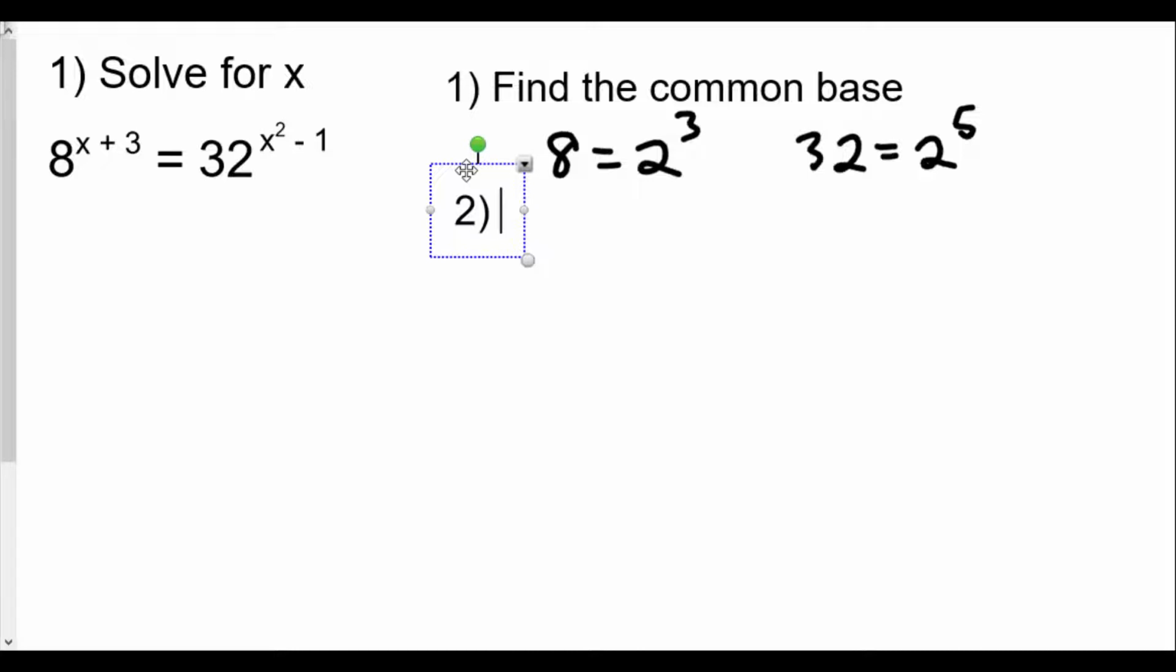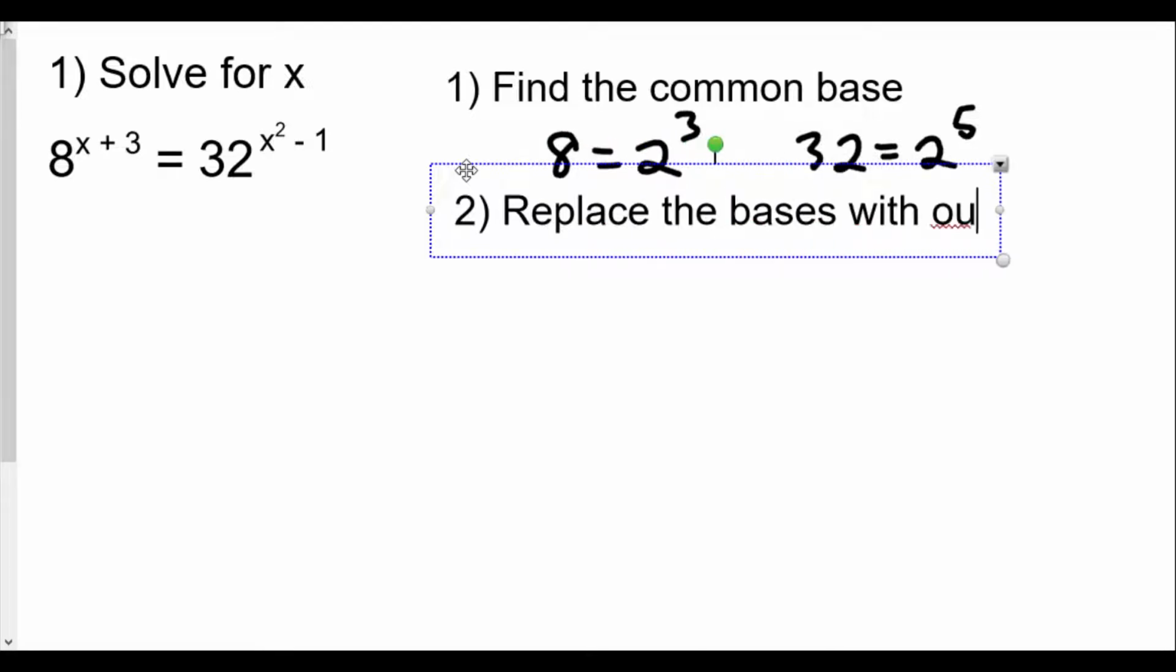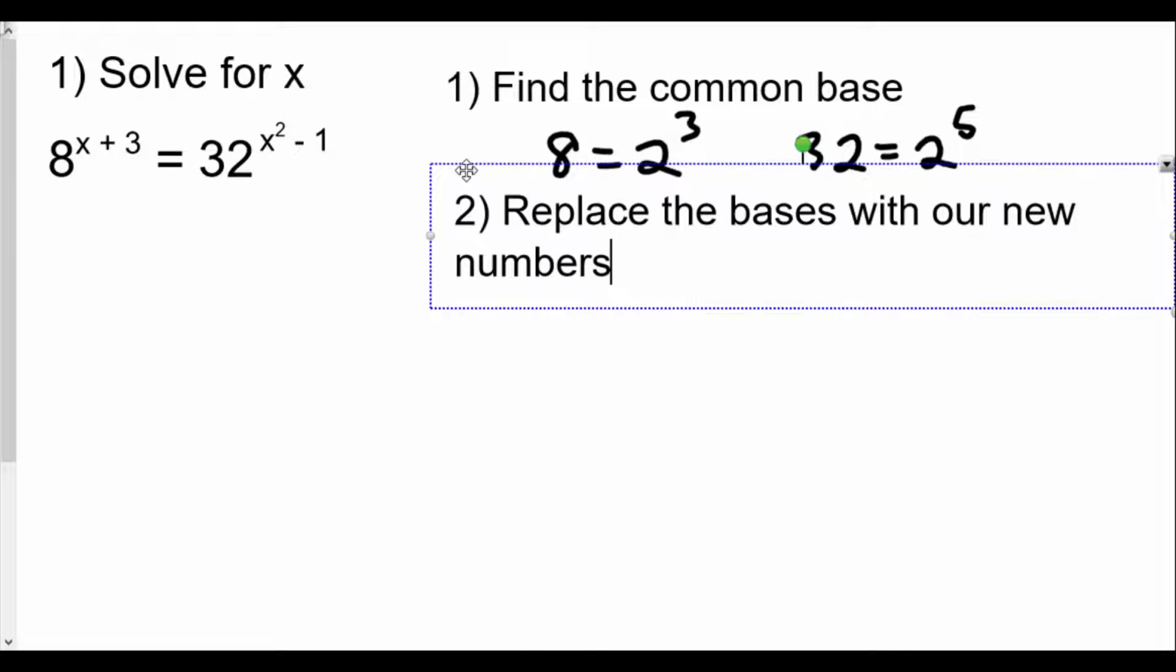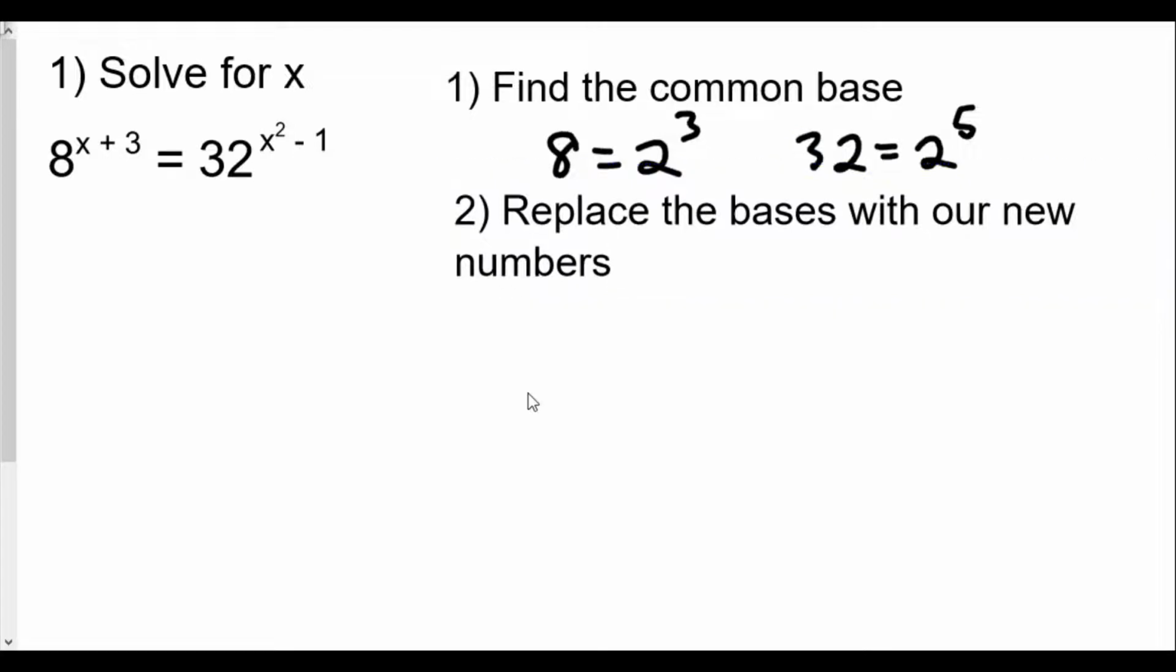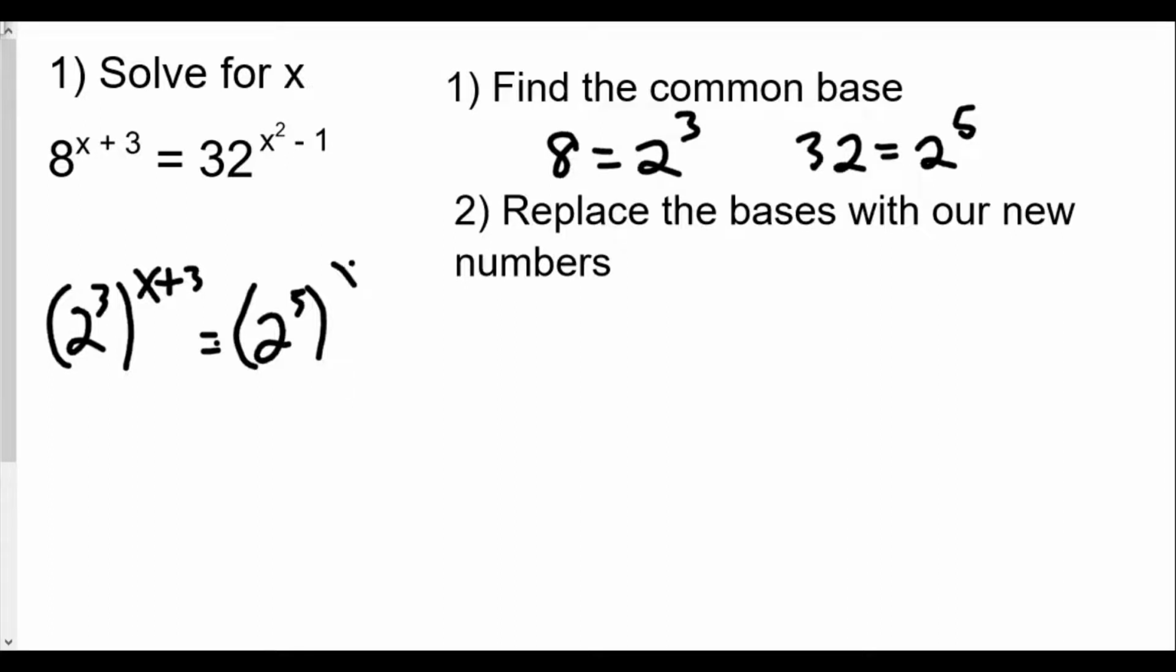All right, so our second step is in this case to replace the bases with our new numbers. Now, the same values, okay? So we're going to get, in this case, the equation will be 2 to the third raised to x plus 3 equals 2 to the fifth raised to the x squared minus 1.